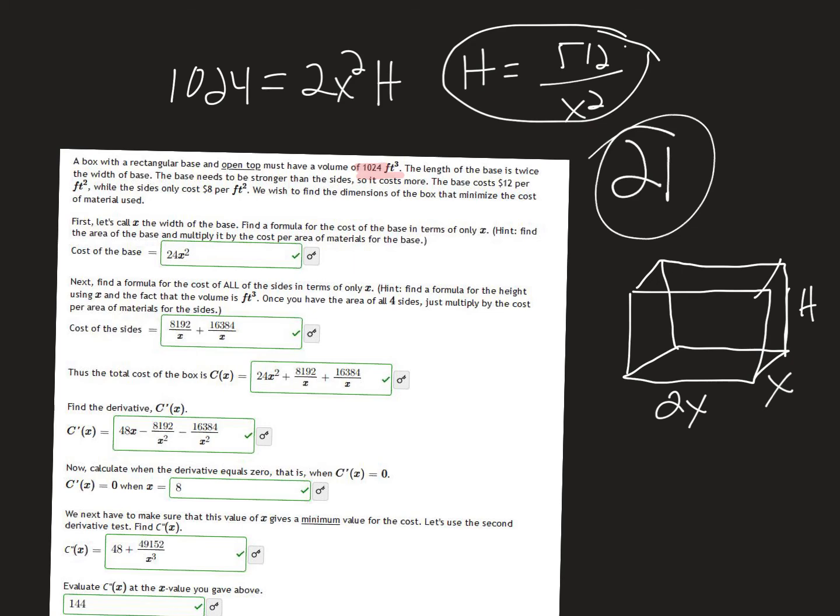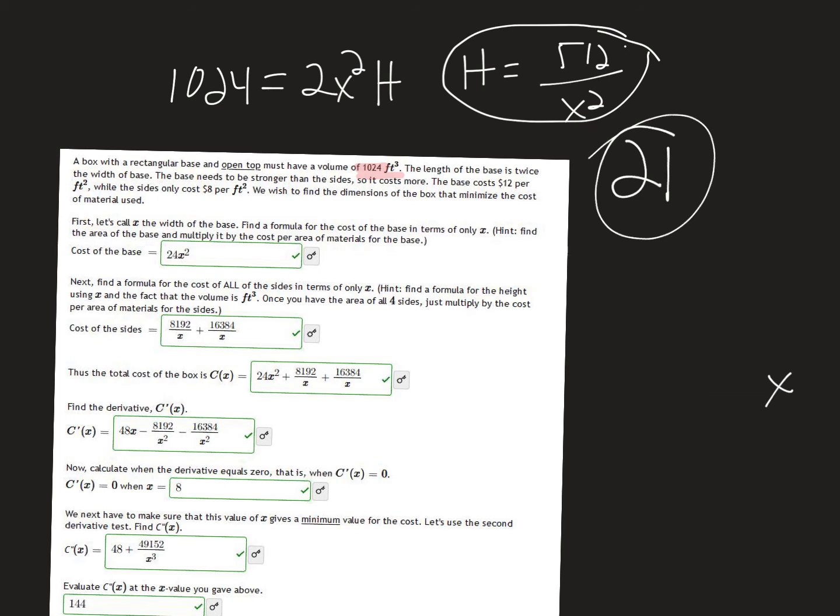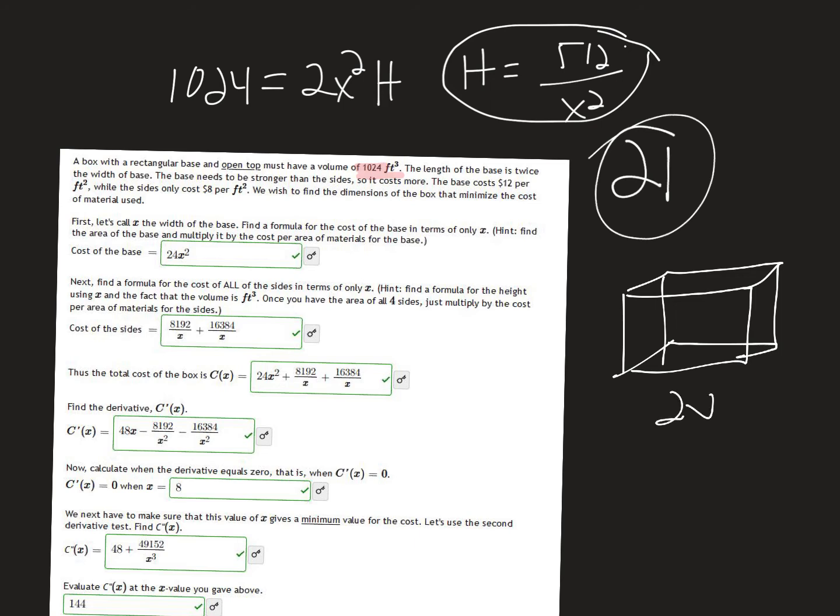Let me erase that. No, it's already gone. I can't do that. Can I delete it? I'll probably delete the whole thing. Well, okay. No, let me see. Well, here, I'll just redraw it here. Give me a second. I'll redraw it with the new dimensions. Okay, so this is 2x, this is x, this is 512 over x squared.